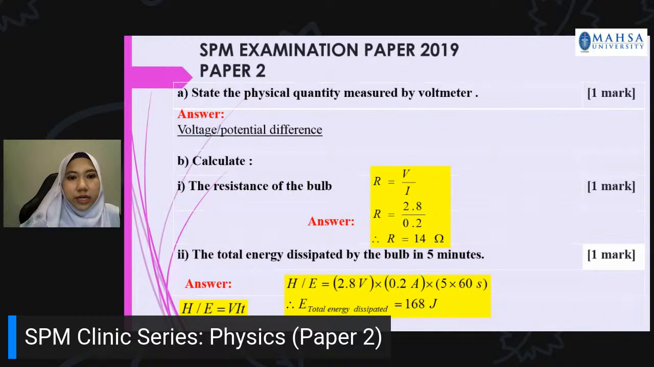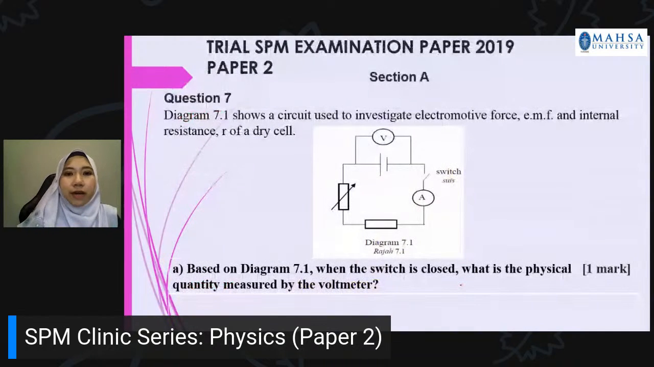Okay, let's go to the next question. For the next question, this is from the trial SPM examination, paper 2019, section A, question 7. Let's read the question. Diagram 7.1 shows a circuit used to investigate electromotive force, EMF. I already explained what the electromotive force is in the first question, which is the total energy supplied by the cell or by the battery to move one unit charge around the complete circuit.